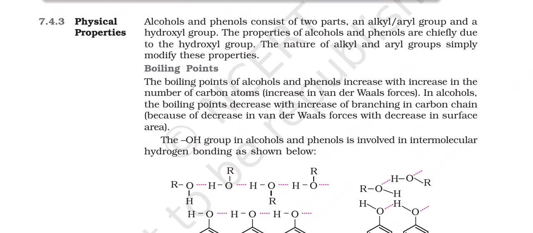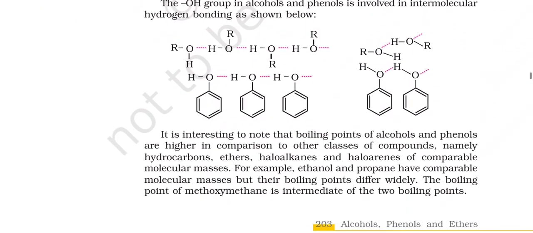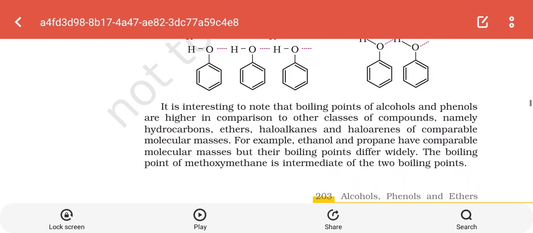Physical properties. Alcohol and phenol consist of two parts, an alkyl or aryl group and a hydroxyl group. The properties of alcohol and phenol are chiefly due to the hydroxyl group. The nature of the alkyl and aryl group simply modifies these properties. Boiling point. The boiling point of alcohol and phenol increases with increase in the number of carbon atoms. In alcohol, the boiling point decreases with increase of branching in the carbon chain because of decrease in van der Waals forces with decrease in surface area.